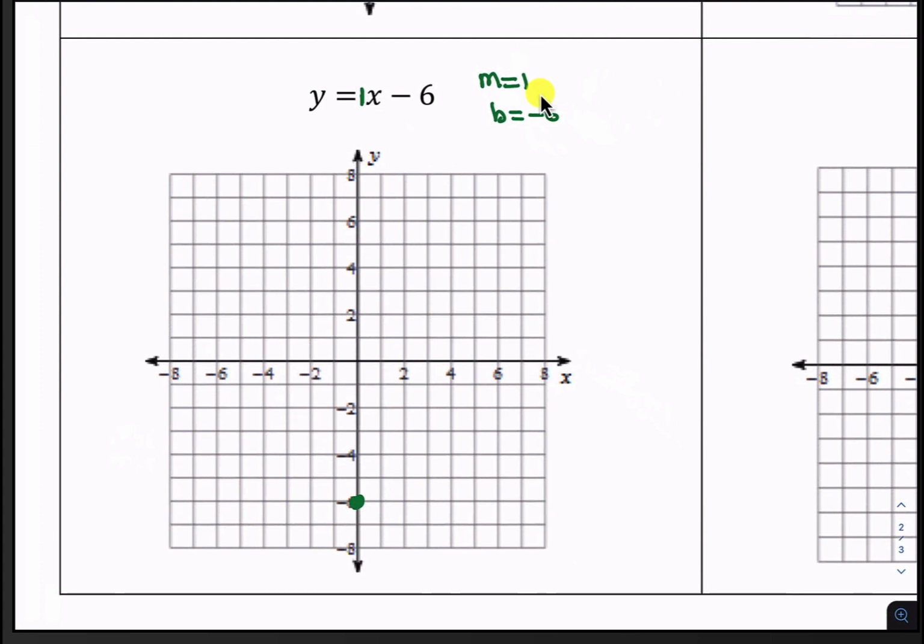Now our slope is 1, which can be written as 1 over 1. So that means we start here at negative 6 and we're going to go up 1 and to the right 1 for our second point. Repeat the process and go up 1 and to the right 1 again. And let's do it one more time. Go up 1 and to the right 1 again. There are 4 points there. That should be enough. Let's go ahead and draw a straight line through those points.